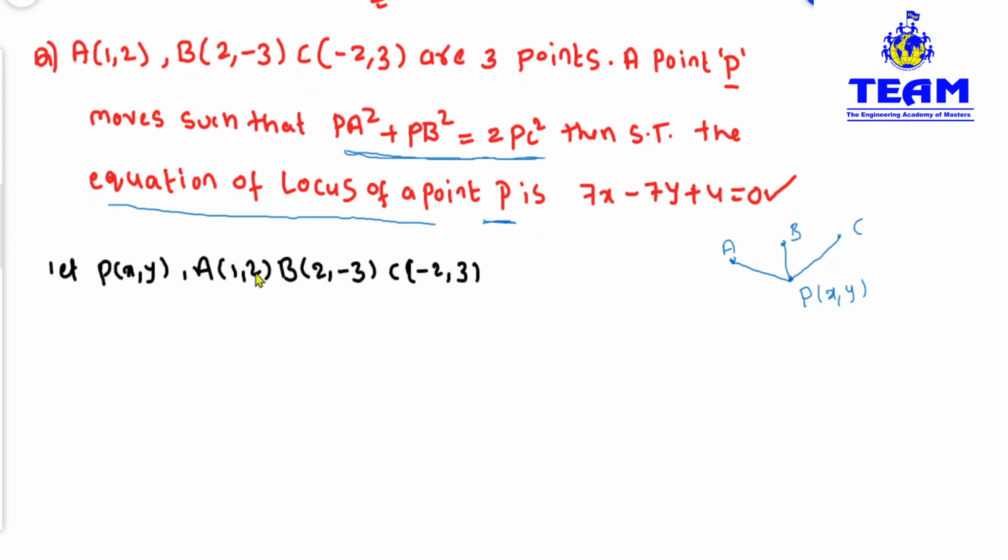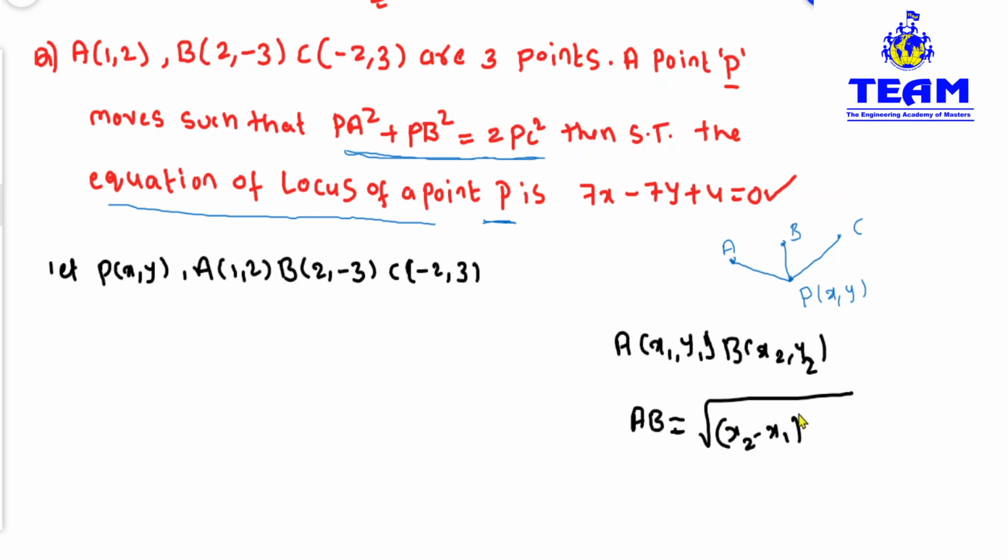So first, friends, PA is nothing but the distance between the 2 points P and A. Actually we have a formula. If A is a point (x1, y1) and B is another point (x2, y2), then the distance between these 2 points, which we denote with AB, is equal to the square root of (x2 minus x1) whole square plus (y2 minus y1) whole square. Or else you can say the difference between x ordinates whole square plus the difference between y ordinates whole square.